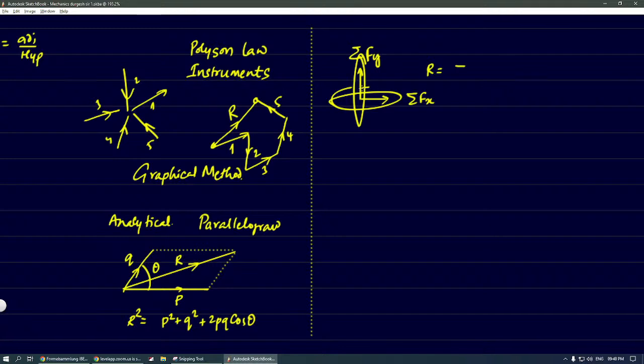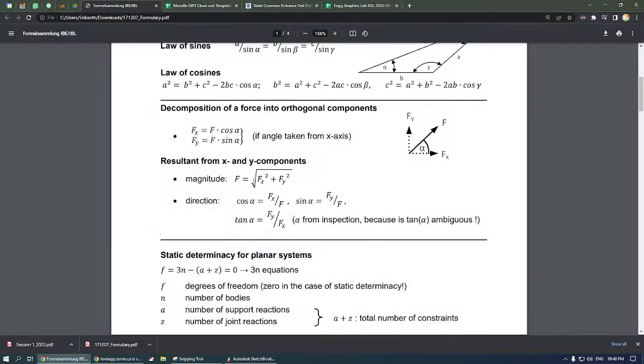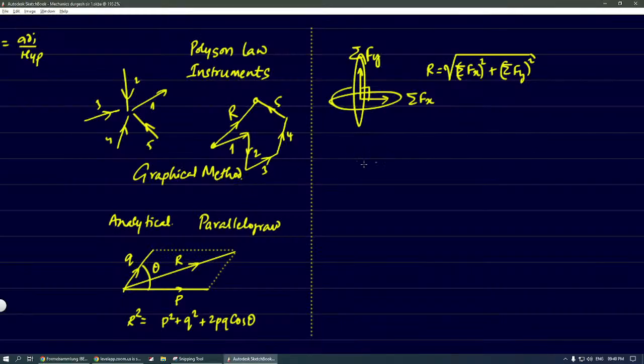The included angle here is 90 degrees, so cos 90 becomes 0. We are left only with sigma Fx square plus sigma Fy square, and R square is equal to this. If you want R, you have to take the square root of this. So that's the formula for the resultant, which is the magnitude. And then direction.